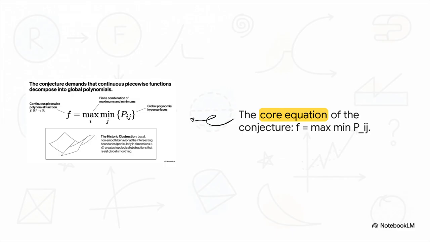Sounds straightforward enough, right? Well, historically, there's a massive obstruction. The issue lies in local, non-smooth behavior right at the boundaries where these polynomial patches intersect, especially when we jump into dimensions of n greater than or equal to 3. These sharp topological corners stubbornly resist global smoothing.